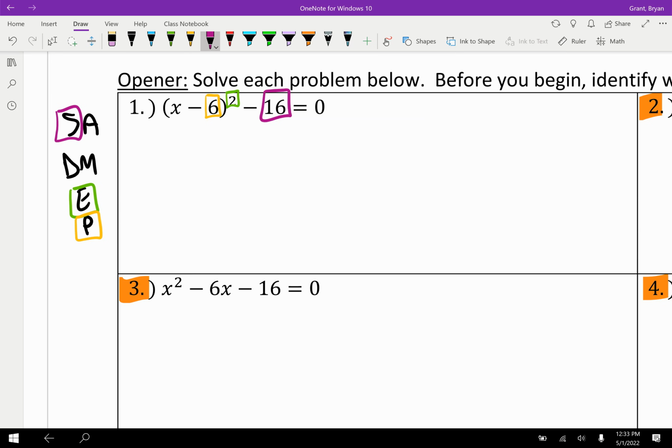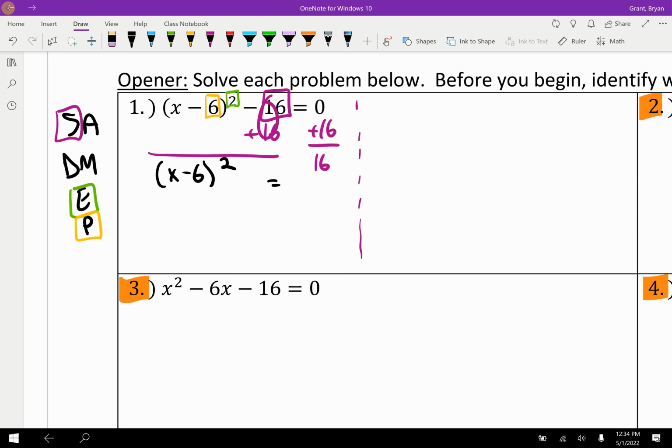So where do we start? Well, of course, with the subtracting 16, we just add 16 to each side. My guess is I'll probably need to make 2 columns here. I think these SADMAP problems tend to take up a decent amount of room. So x minus 6 squared equals 16 down here. All right. Once we're here, we've undone addition and subtraction.